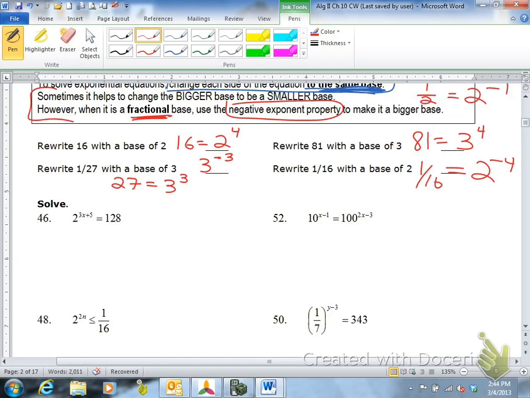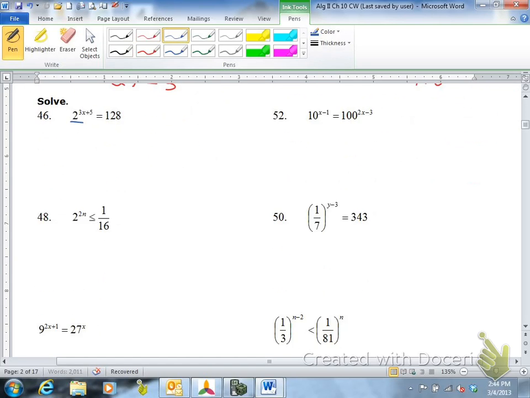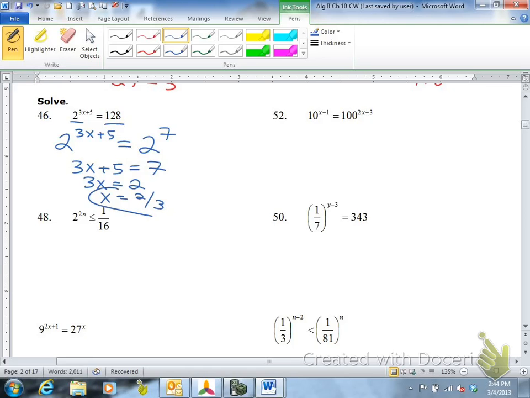And this is the idea that we use to solve the following equations. On the first one, you see a 2 and a 128. You want to change the bigger number, 128, to be a base of 2. So we'll rewrite the left side, and it equals 2 to the what is 128? It's 2 to the 7th. 2 to the 7th is 128. So once the bases are the same, you can ignore the bases, and you set the exponents equal to each other. And then it's a pretty easy equation to solve. You get 3x equals 2, x is 2/3.